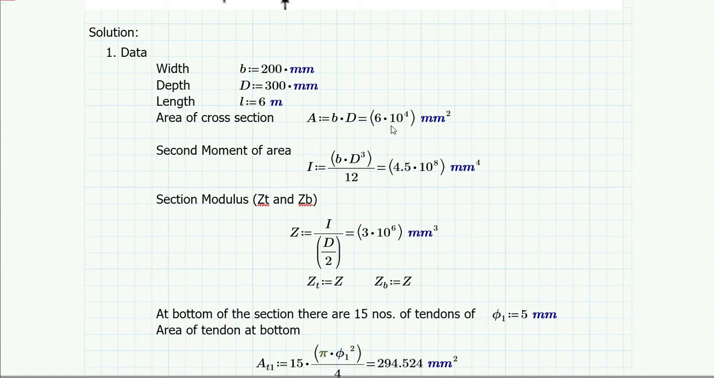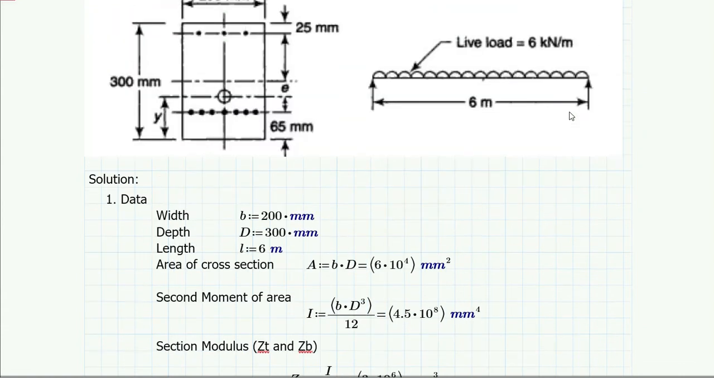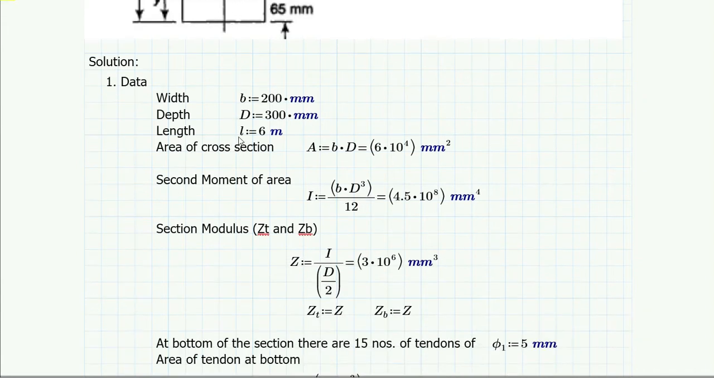that is 6 into 10 to the power 4 mm square. The second moment of area about the neutral axis is 4.5 into 10 to the power 8 mm to the power 4. Then find out the section modulus. As this is a rectangular section, the section modulus will be same for both the top as well as the bottom section. So the section modulus Z can be found as I by Y, where Y is the distance from the neutral axis, which is D by 2 here. So that is 3.3 into 10 to the power 6.